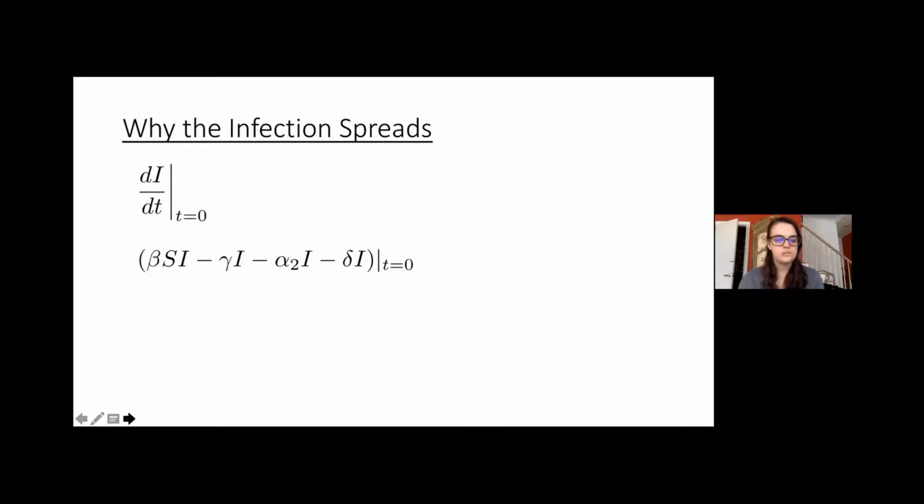Each of those terms has an I in it, so I'm just going to factor out the I. And then at t equals 0, we have the initial infected population, or for I, we can replace that, and we have the initial susceptible population, which I'm just going to denote I sub 0 and S sub 0. Okay.